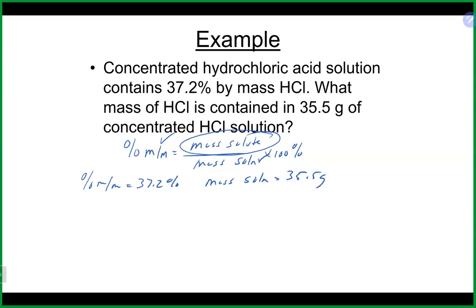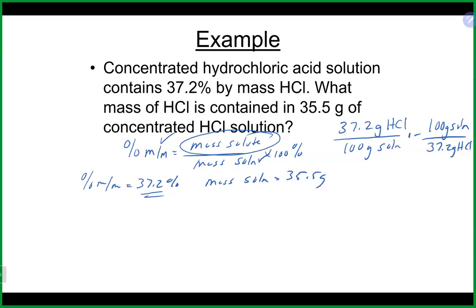You could also do more of a dimensional analysis calculation here. It comes out the same. So for example, if we take that 37.2%, that means there are 37.2 grams of hydrochloric acid in 100 grams of solution. Or you could use it in the opposite way: 100 grams of solution will have 37.2 grams of HCl.